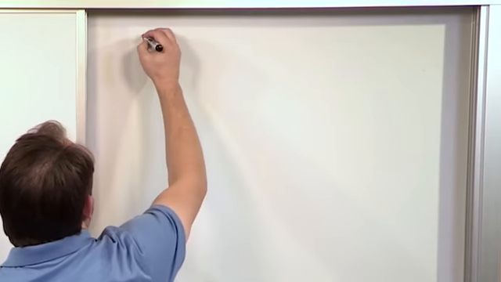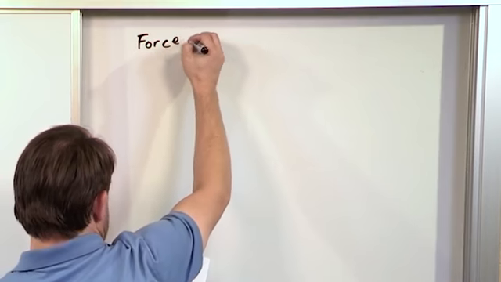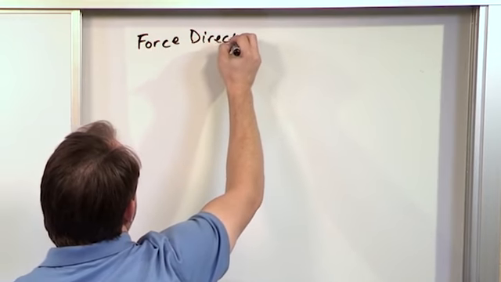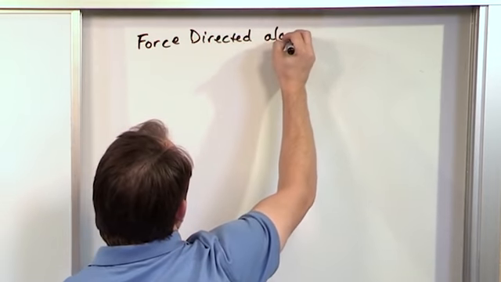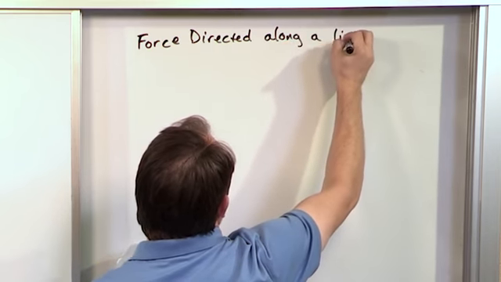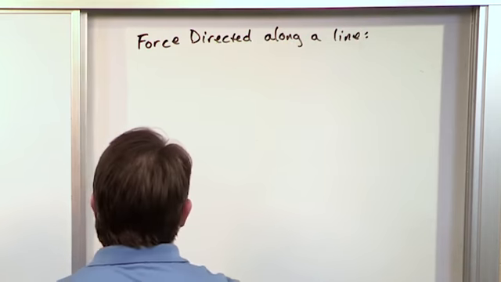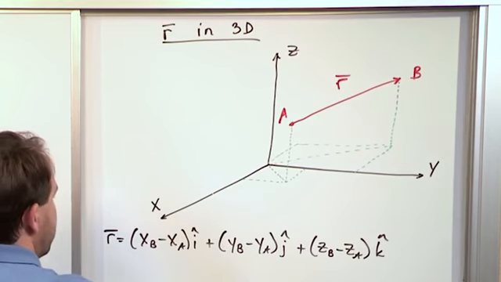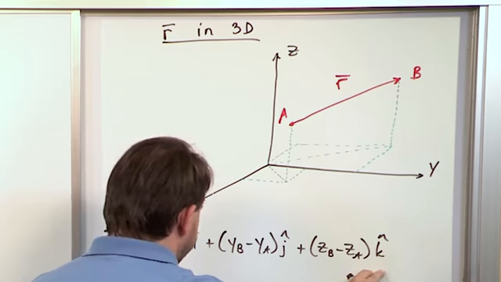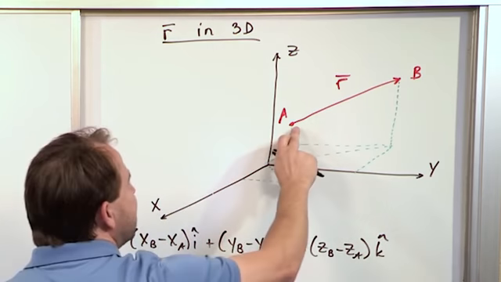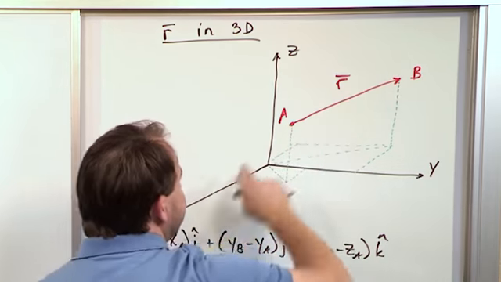So let me write this down. Force directed along a line. And that's basically what I'm going to show you here. So notice that we have an R vector here, which I have defined. That is the length and a direction of vector R.